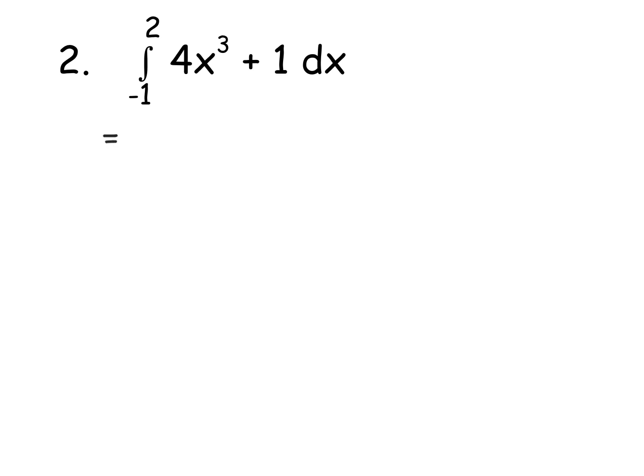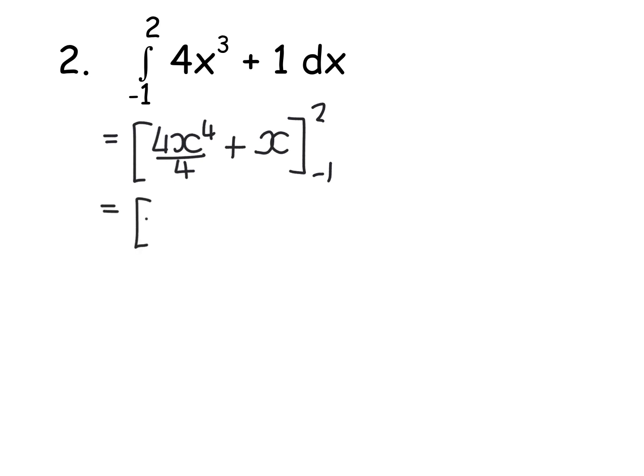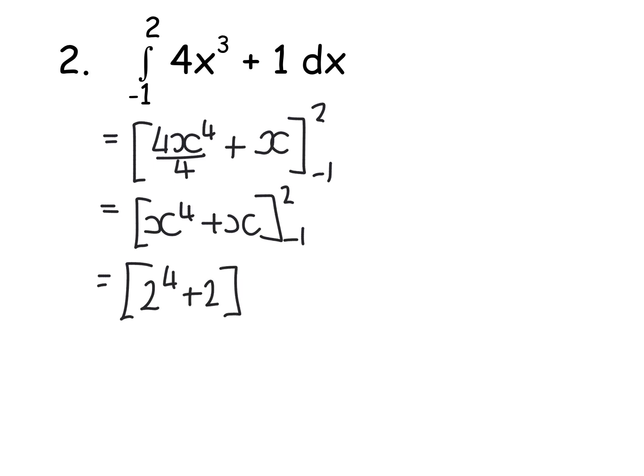So we're going to integrate. This becomes 4x to the 4, increase the power to 4, divide by the new power, which is 4. Integrate the number 1 just gives you x, close your bracket, and we put 2 and negative 1 at the side. I'm going to simplify this before I sub in, so it's x to the 4 plus x. And then we're using 2 to negative 1. So in the first bracket you have 2 to the power 4 plus 2. Take away negative 1 to the power 4 plus negative 1.